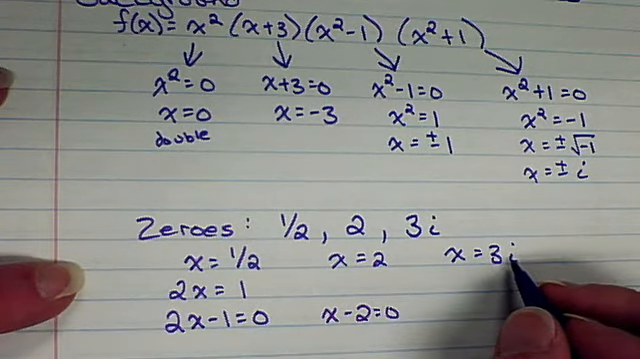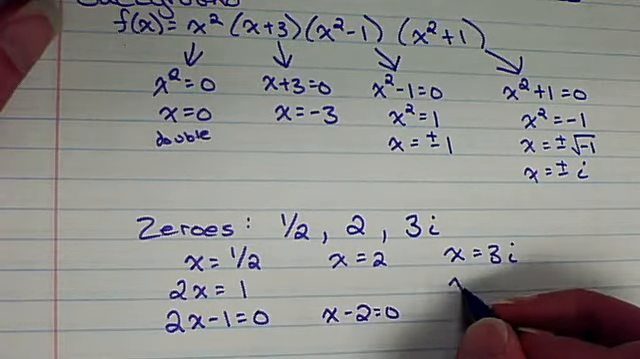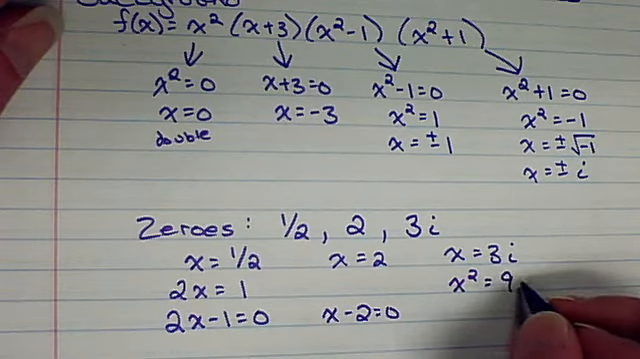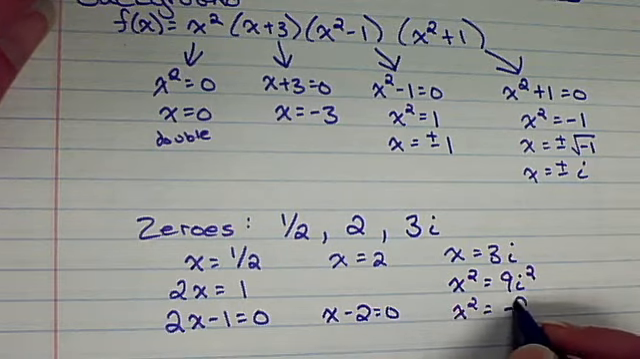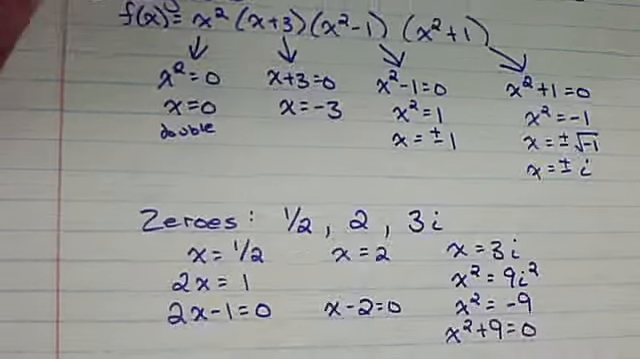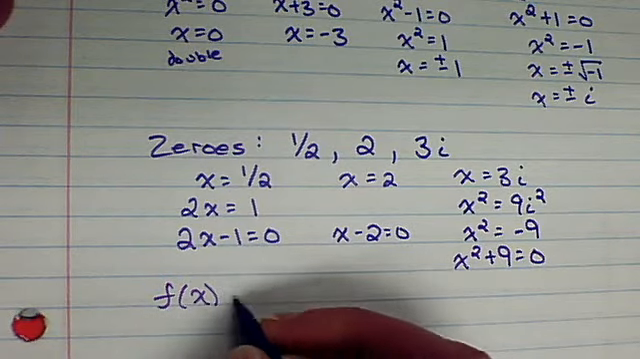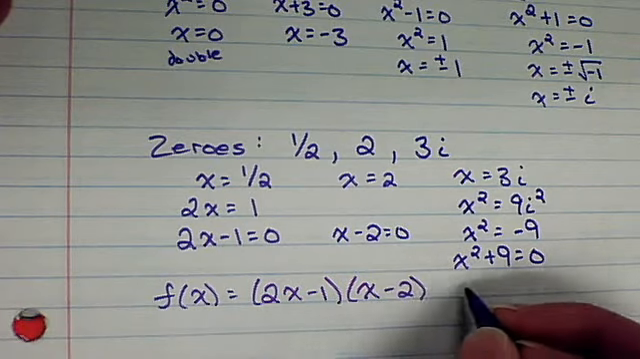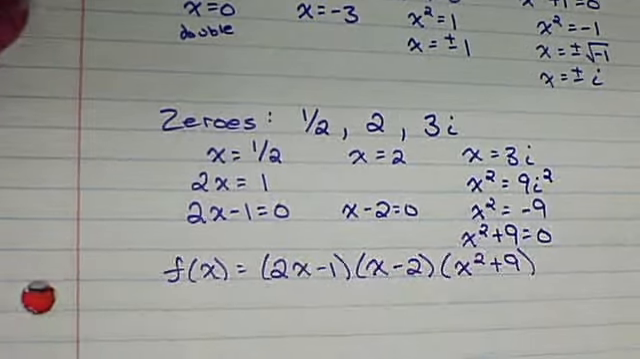Here, now in a factored form, we're not going to have any i's, so let's square both sides. X squared equals 9i squared, which is going to give me negative 9. When I bring it back over, it becomes plus 9. So my function would have been 2x minus 1, x minus 2, and x squared plus 9. Now, the more of these you do, the easier they get.